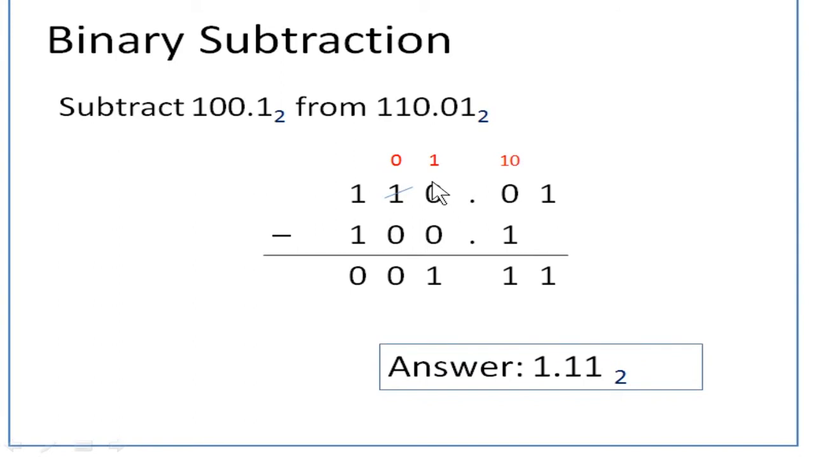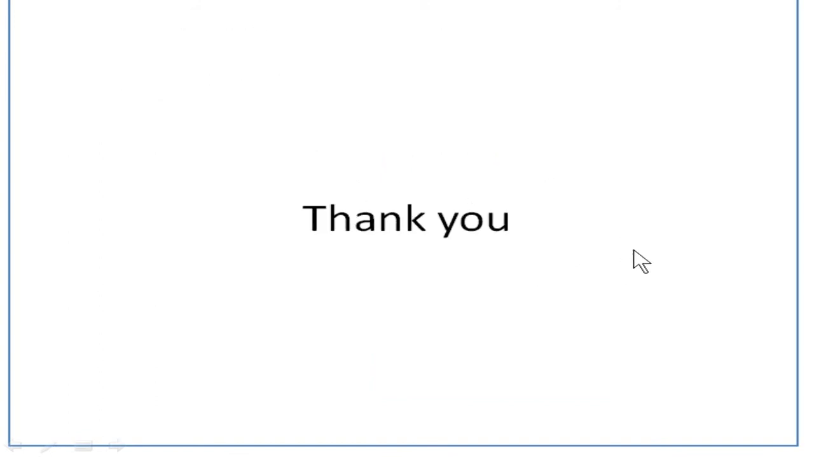For the 1 you don't have anything to subtract, just write it as it is. And then you have 0, you write it as it is. 0 and 0, 0 minus 0 is 0 only. And then you have 1 minus 1, this will also become 0. So now you have 1.11. Okay, that is the answer for the binary subtraction with decimal values.